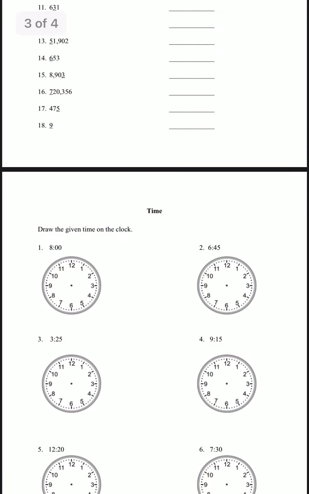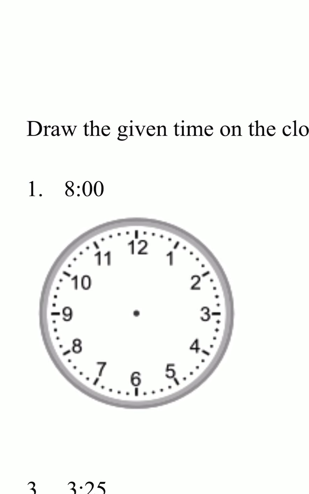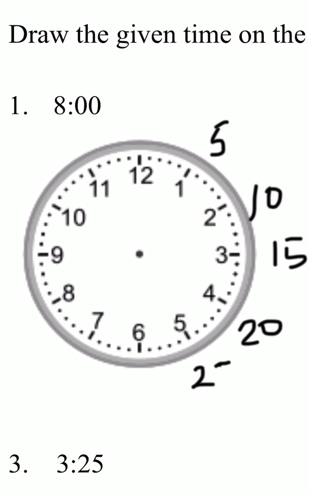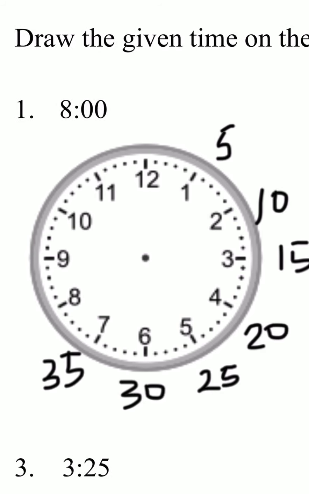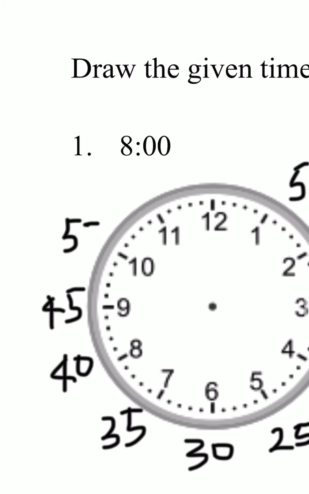Now let's move on. Draw the given time on the clock. This is 5, 10, 15, 20, 25, 30, 35, 40, 45, 50, 55, and 0, 0.